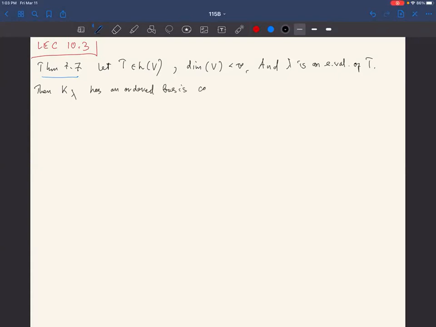consisting of a union of disjoint cycles of generalized eigenvectors corresponding to lambda.